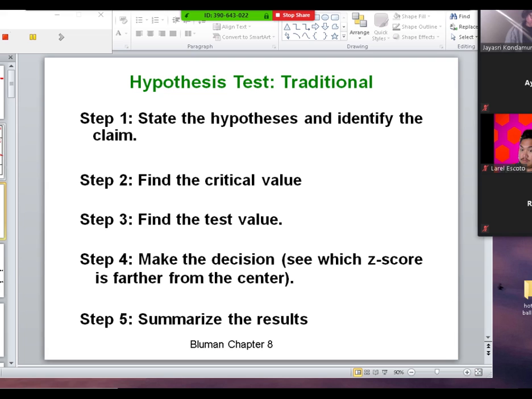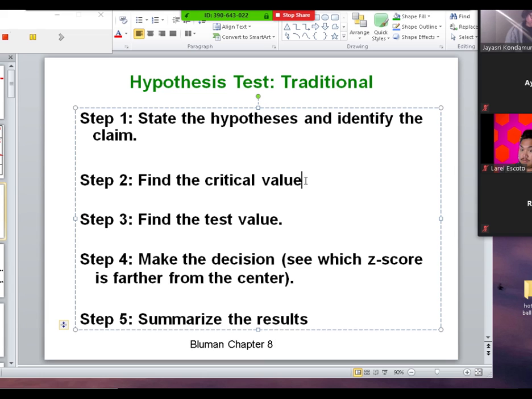So let's go ahead and take a look again just very quickly. These are the steps you should be doing. State the hypotheses. I need all 5 steps. State the hypotheses, identify the claim, find the critical value, and draw a picture.